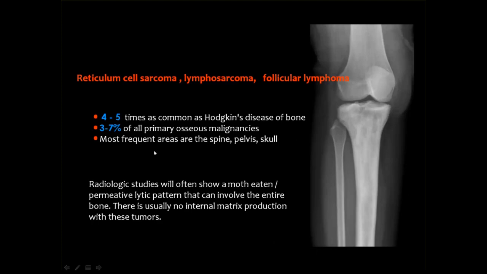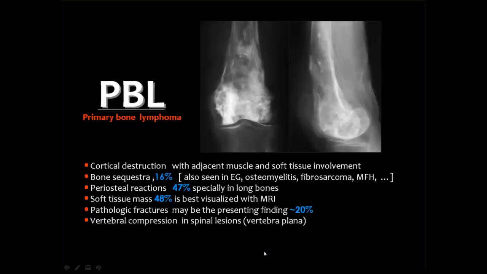Non-Hodgkin lymphoma is 4 to 5 times more common than Hodgkin disease of the bone. It represents 3 to 7% of all primary osseous malignancies, and most frequently affects the spine, the skull, and the pelvis. Here are the radiological manifestations, which include cortical destruction with extraosseous soft tissue component.